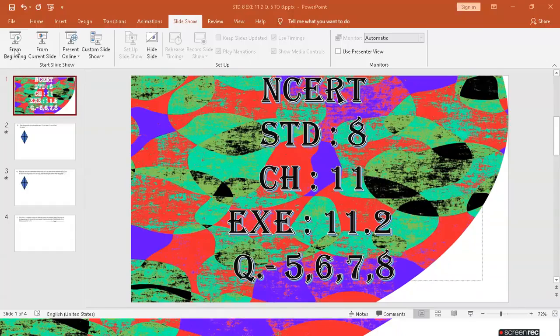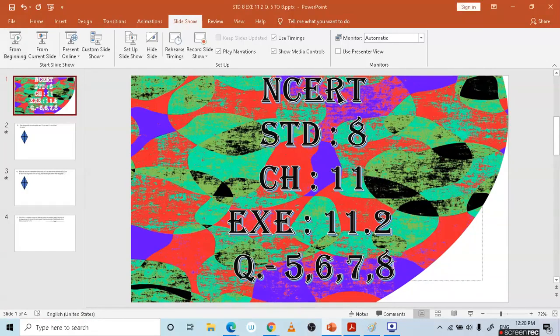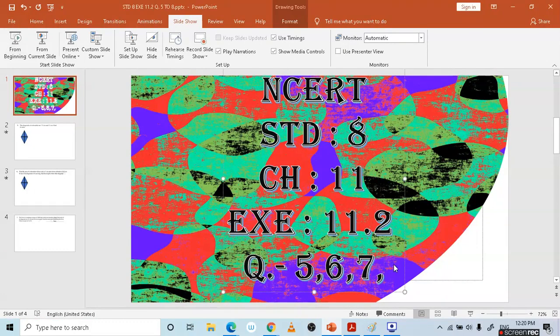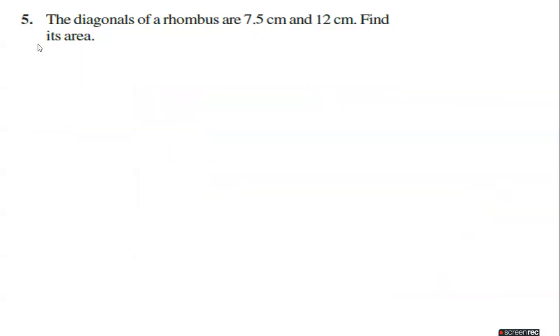Hello everyone. Today we have to solve questions number 5, 6 and 7 of the second exercise. So this is question number 5. The diagonals of a rhombus are given and we have to find its area.